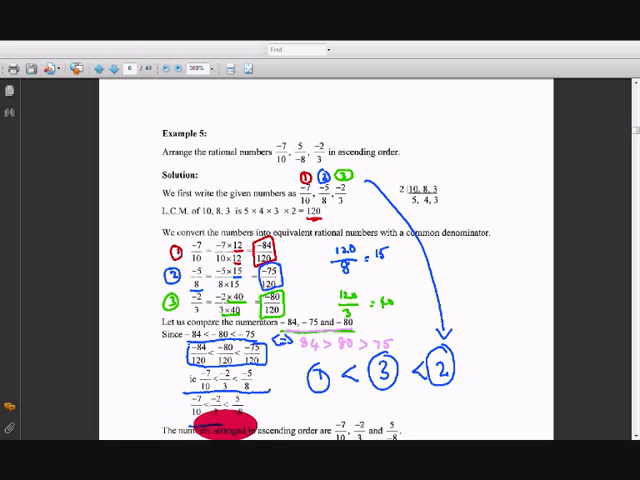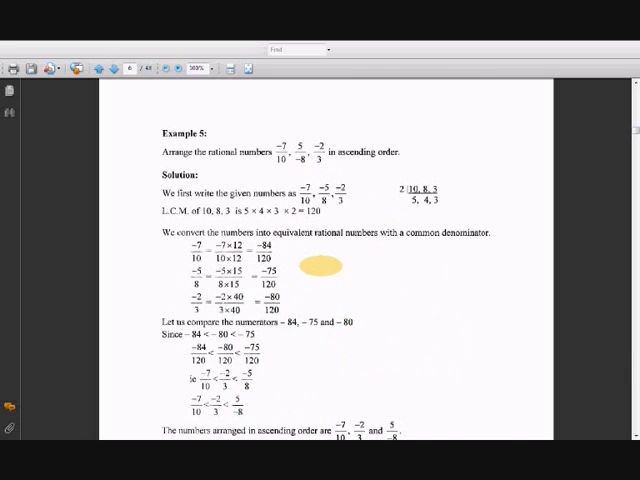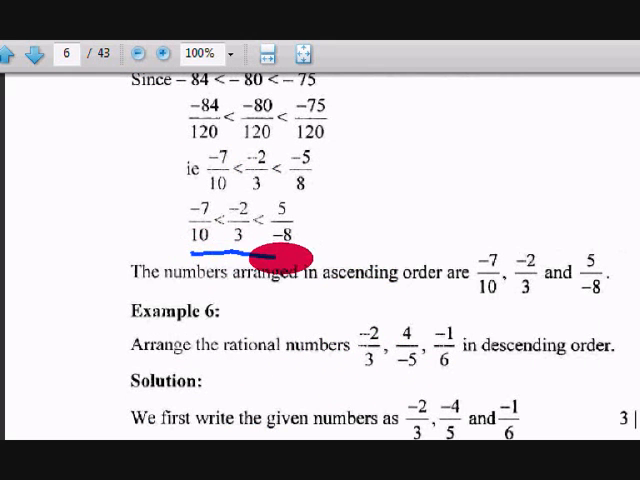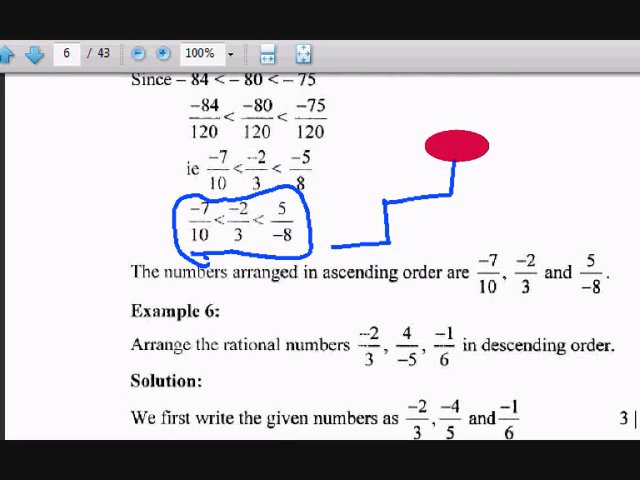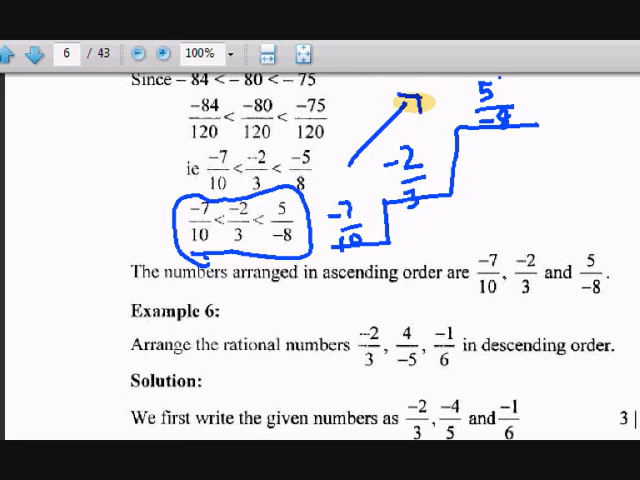That's it. The numbers are arranged in ascending order. Ascending order. Minus 7 by 10, minus 2 by 3, plus 5 by minus 8. This is the way it is going up.